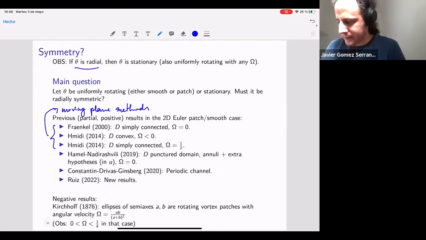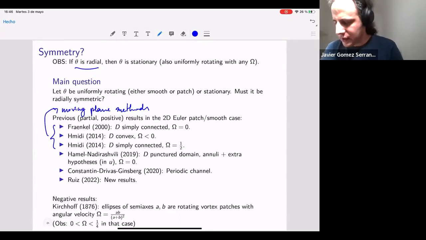So in the case where the angular velocity is negative, he was able to prove the same. And using a clever trick, in the case omega equals 1/2, he was also able to conclude the rigidity. Okay, and lately there have been a bunch of papers, one by Hamel and Nadirashvili in punctured domains, in annuli, or in planes without a point, where under some extra hypothesis on u, they were able to settle also the rigidity question for omega equal to 0.